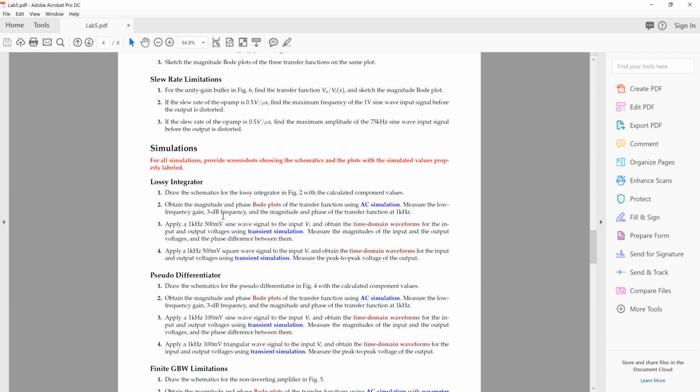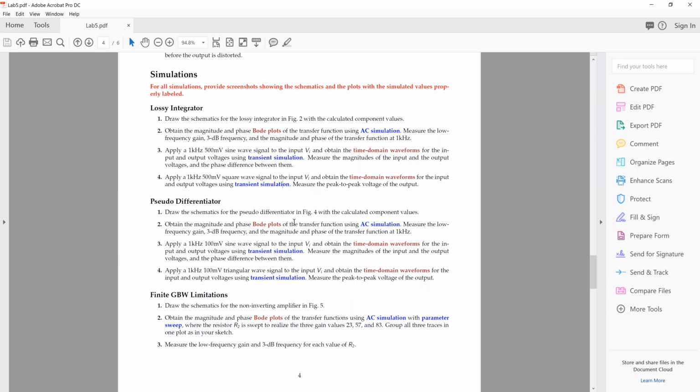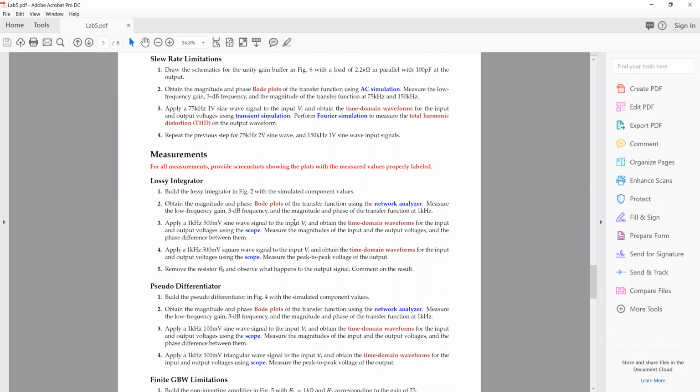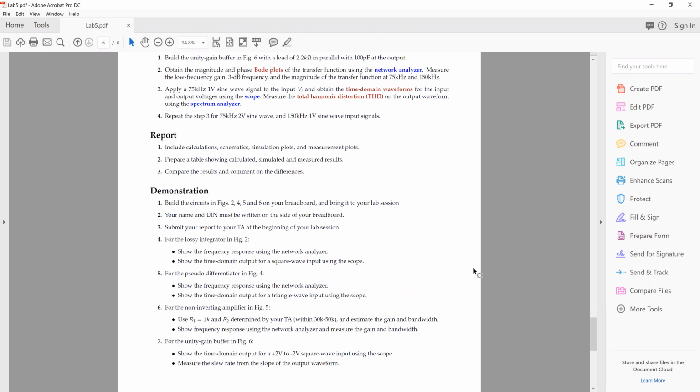And then you have a lot of simulations, which I believe you already did. You did the AC simulation and transients. But there are a lot of them, so make sure that you have a lot of screenshots, with all the values documented. The measurements are also a lot of them, so I highly recommend that you come prepared to the lab with the circuits plugged in, so that you can finish in the given time.